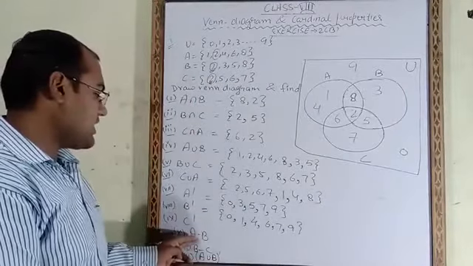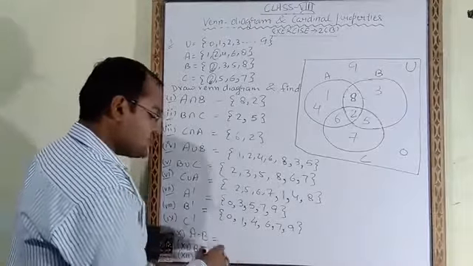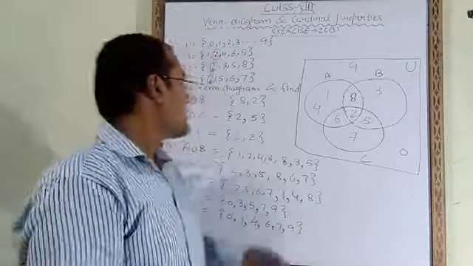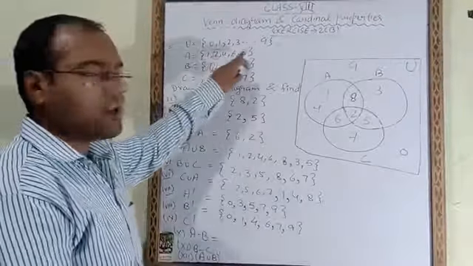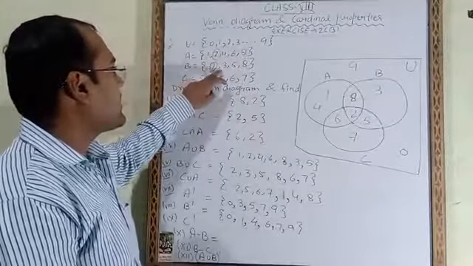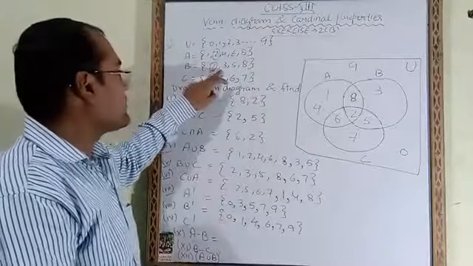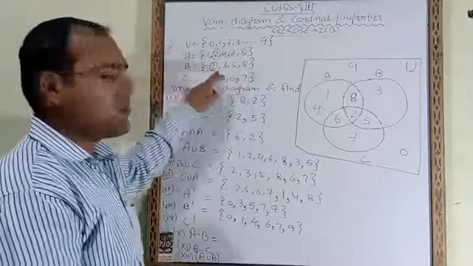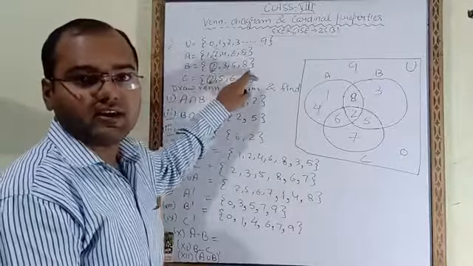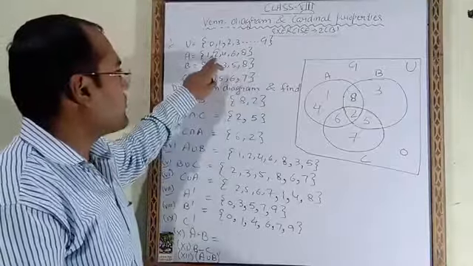Now next is A minus B. A minus B means from A we have to remove B. These are the elements of A. From these elements we will remove B, sorry. From A we have to remove these elements 2, 3, 5 and 8. We have to remove. So 2 we will not take.